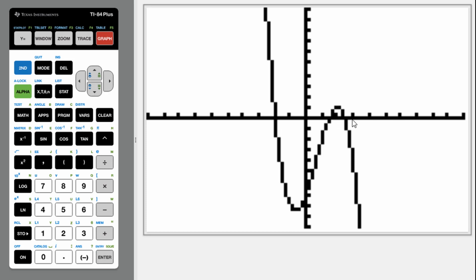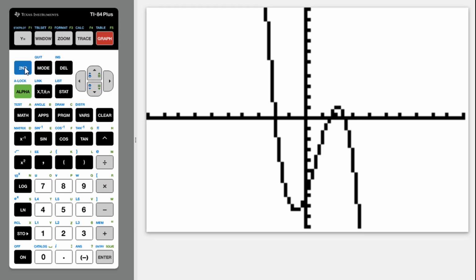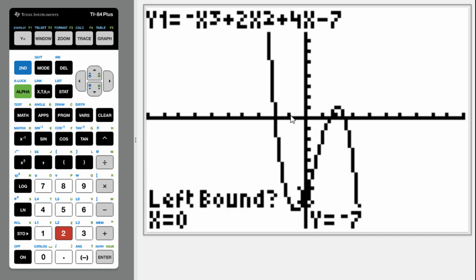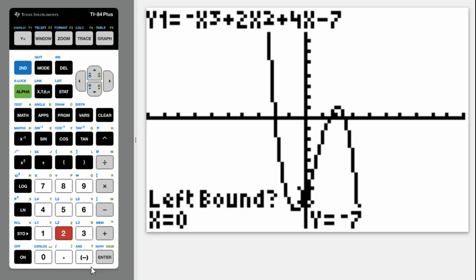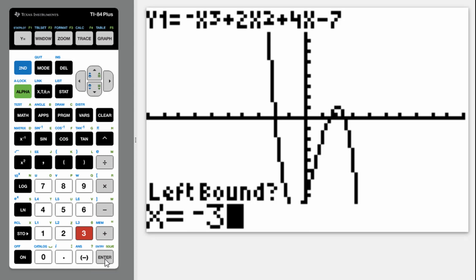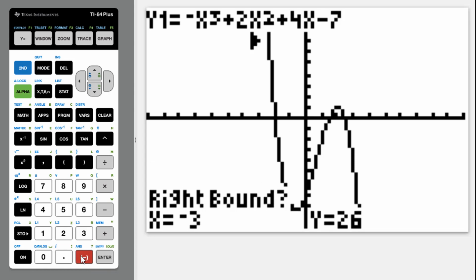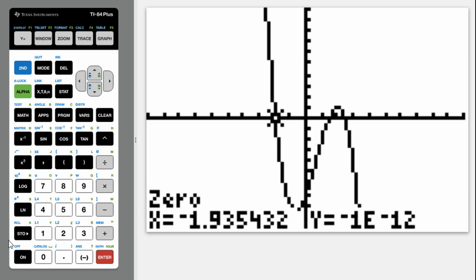There are 3 x-intercepts. Work all these 3 x-intercepts out. Second trace 2. This is -1, -2, -3. So left bound, let's put -3. Right bound, let's do -1. Then enter. You will get -1.94 as the first x-intercept.